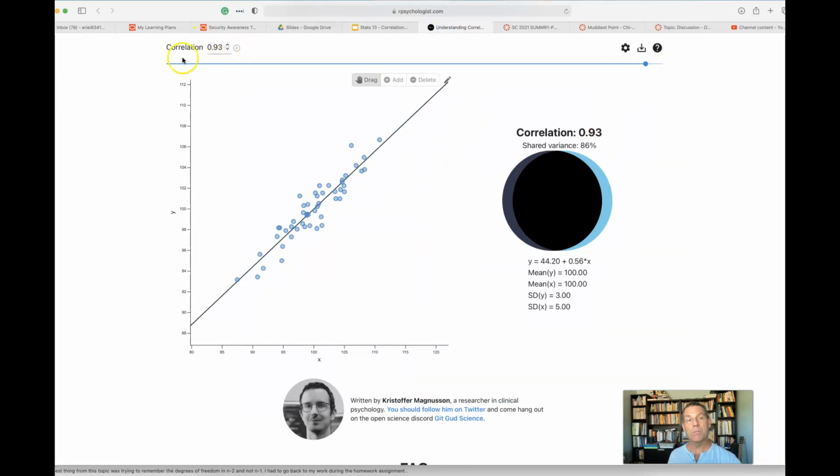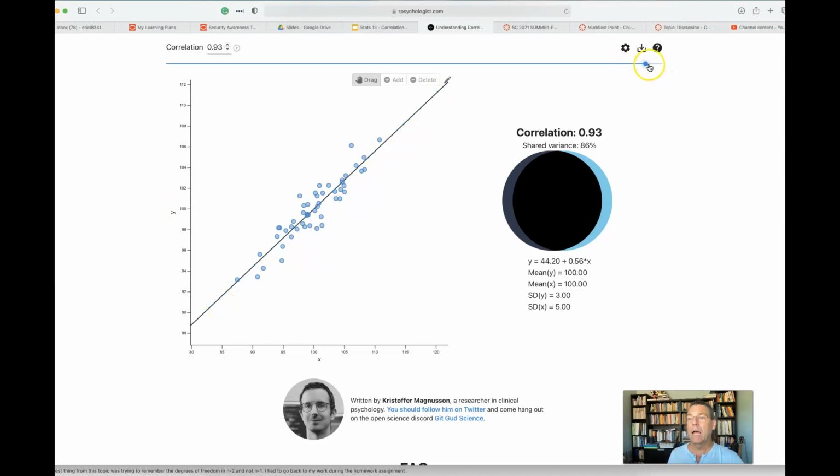Notice how it's close to 1. It's a 0.93. So people who tend to score low on X, somewhere in the high 80s, low 90s, tend to be low on Y. But if they tend to score high on X, they tend to be high on Y. And if they score in the middle on X, they tend to score in the middle on Y. And so that's a strong positive correlation.